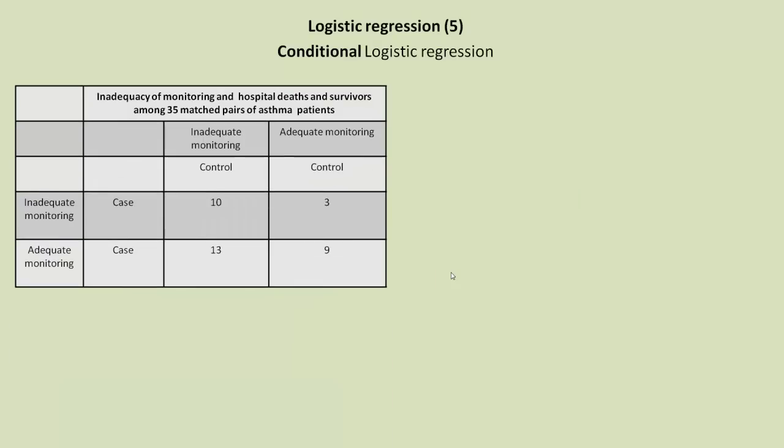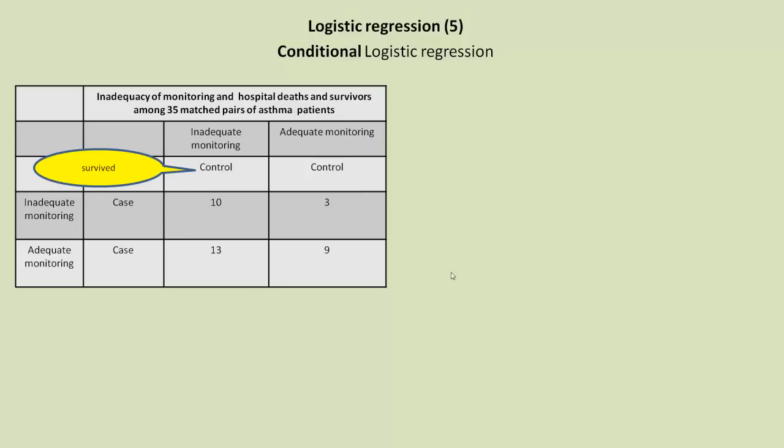Right, so let's look at an example. Michael Campbell gives an example here of the inadequacy of monitoring and hospital deaths and survivors among 35 matched pairs of asthma patients. So we have 35 pairs of patients, and 35 of them were people that died in hospital from asthma, and the other 35 were what's called historical controls, those that didn't die. And he wants to compare between the two groups the adequacy of the monitoring, whether it affected the outcome.